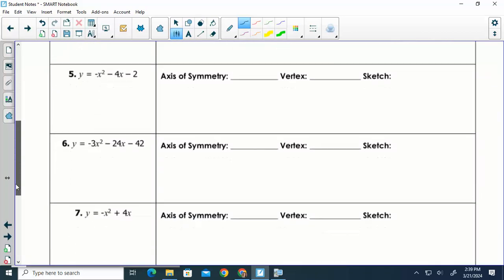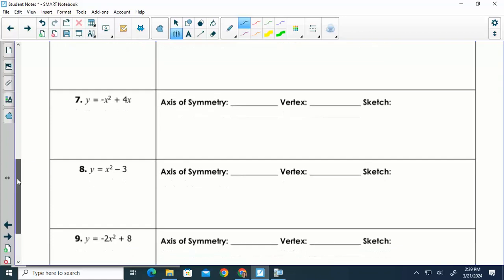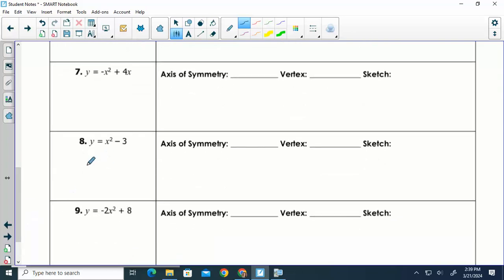I want to look at number 8, I think. What is my A, the number in front of x squared? 1. B, the number in front of x. There is no x, so it's a 0. And C is negative 3.